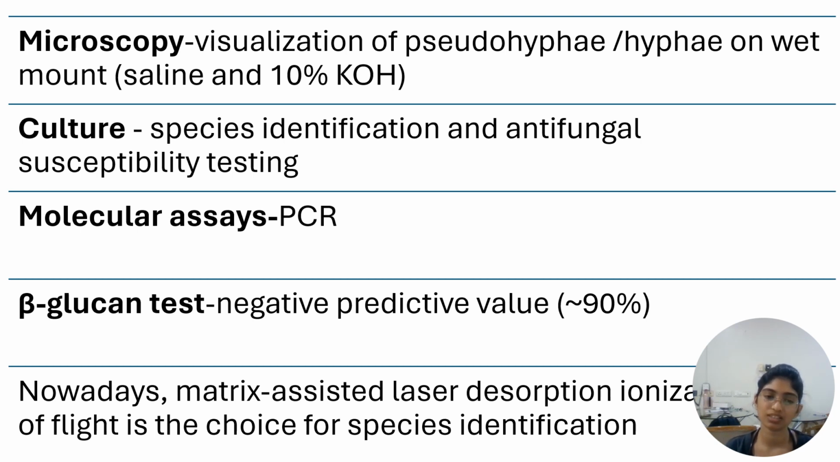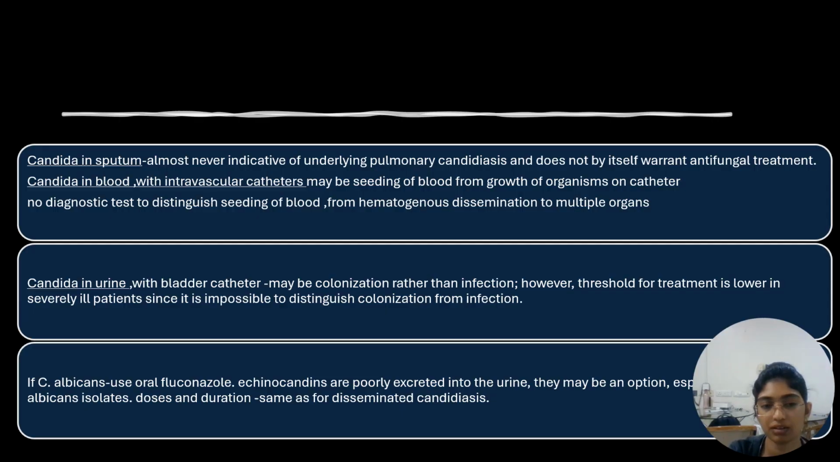This beta glucan test has a high negative predictive value. It means if it is negative, then mostly it won't be Candida, because beta glucan is a part of the cell wall of Candida. Nowadays, for the identification of species, we are using the MALDI-TOF technique, that is matrix-assisted laser desorption ionization time of flight.